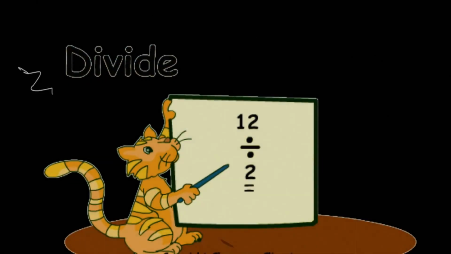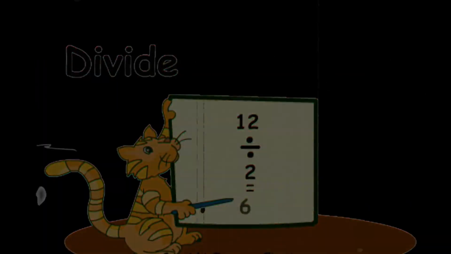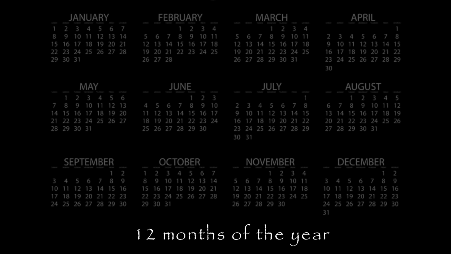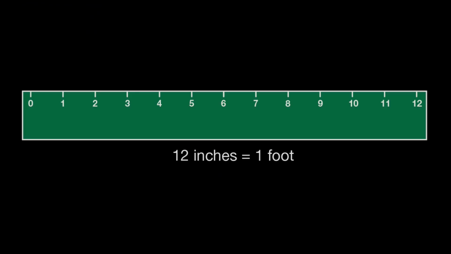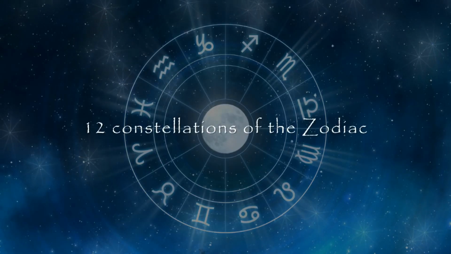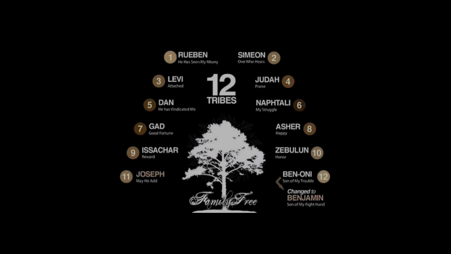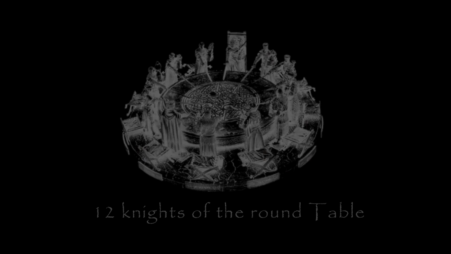We have been left a method of counting and measurement, and the importance of dividing a unit by 12 seems to be the main rule given that has been adopted by humanity. Here are some of the ways that I found 12 to be an important number. 12 months of the year, 12 hours of a clock, 12 inches to the foot, 12 apostles of Christ, 12 constellations of the zodiac, 12 tribes of Israel, 12 knights of the round table, and there's much more.